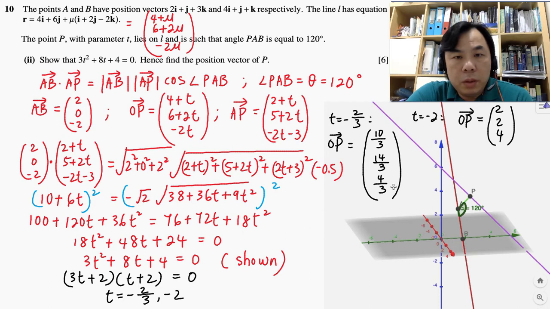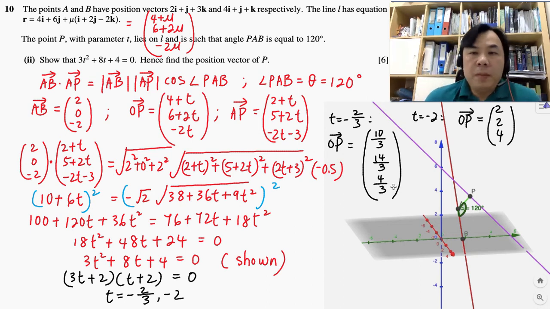If I put that in, it'll be -4, 18, 14. Okay, that is right. Now I'm going to pause here for a while. We have two possible position vectors for P. Now, which one would actually give us that particular position that yields that angle of PAB?